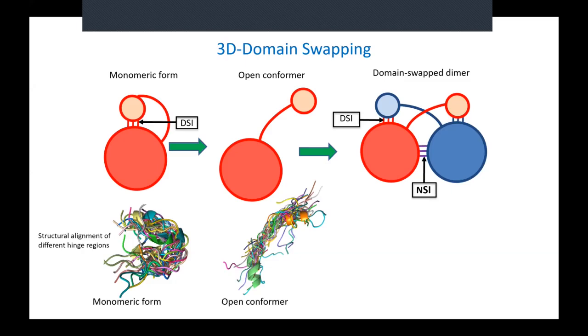The most interesting part of domain swapping is the hinge region. The hinge region is the only region which changes its conformation during domain swapping. We found that these hinges adopt C-shaped structures in monomeric form, whereas they adopt extended structures in oligomeric forms. As you might have imagined, the hinge in the C-shaped loop appears more strained compared to the relaxed extended form.